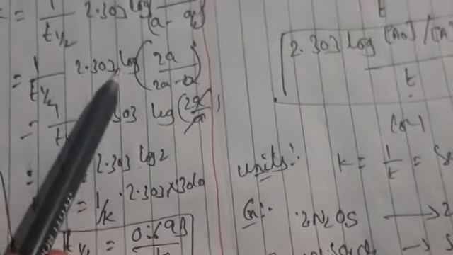How will we get the graph for this? The graph will also be a straight line with a slope. You will be getting 2.303 by t as the slope.